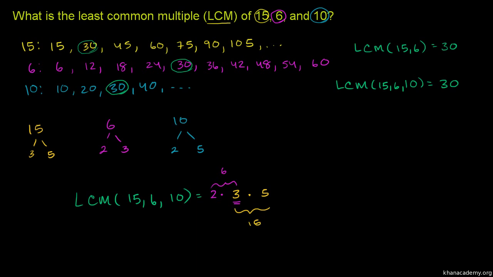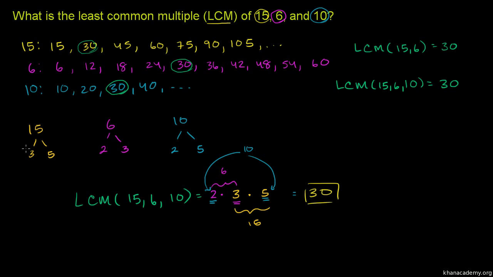And then to make sure that we're divisible by 10, we have to have at least 1 two and 1 five. These two over here make sure that we are divisible by 10. And so we have all of them. This 2 times 3 times 5 has all of the prime factors of either 10, 6, or 15. So it is the least common multiple. And so if you multiply this out, you will get 2 times 3 is 6. 6 times 5 is 30.